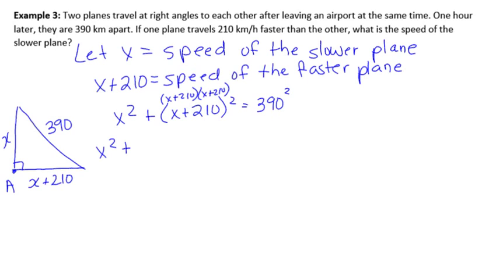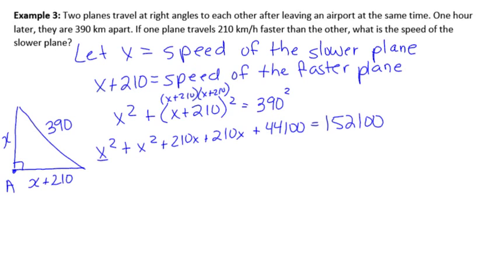So x times x is x squared, plus 210x plus 210x, plus 210 times 210, 44,100, and then equals 390 squared, which is 152,100. So we need to do some simplifying, because in order for us to solve for x and factor, we need everything on one side equal to 0.